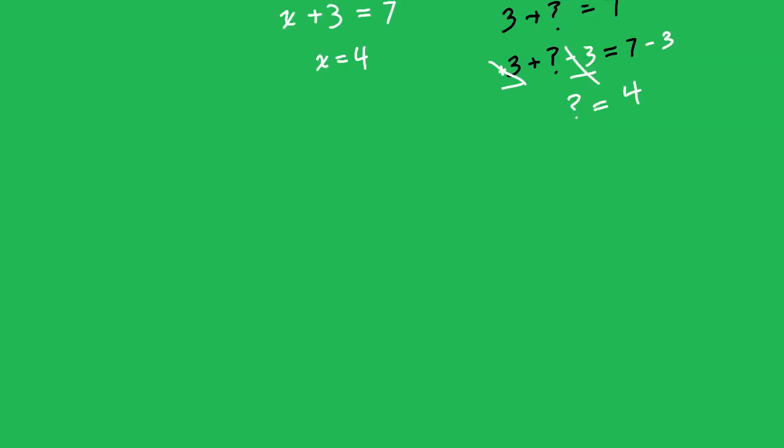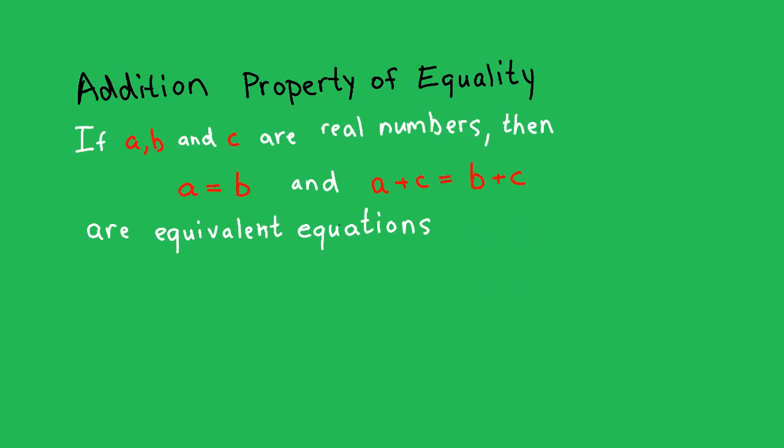And we can express this with a mathematical property I've got down here called the addition property of equality. It says if a, b, and c are real numbers, then a equals b and a plus c equals b plus c are equivalent equations. Now this might be a little more formal and mathy than you guys like, but all this is saying is that we can add anything to one side of an equation. As long as we add the same amount to the other side, the equations are equivalent and the value of the unknown variable does not change. So we just added c to both sides, and this gave us an equivalent equation to this.